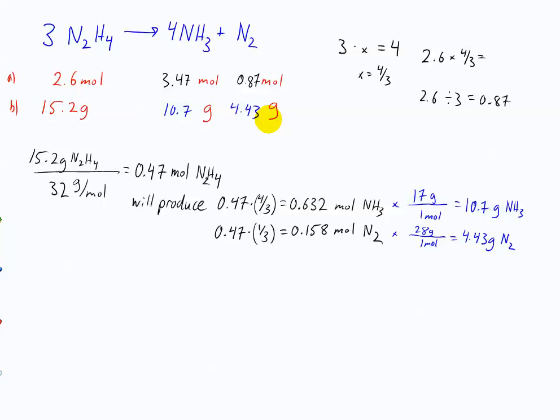But if you got like 100 for one of those numbers, you'd know something was off because somehow you created a bunch of mass that wasn't there to start with. And we know that you can't do that.